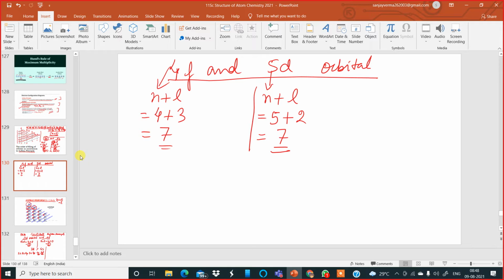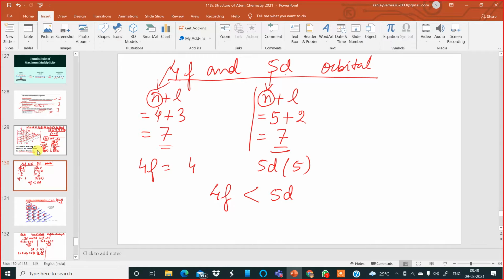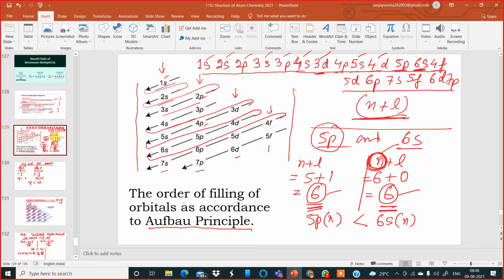Now, since the n plus l value for the 4f and 5d orbitals is the same, we have to compare the principal quantum number. The principal quantum number for 4f is 4, and for 5d it is 5. So which one should be higher? 5d. Therefore the energy of 5d is more than 4f. That is why if you look at the order over here, the energy of 5d is more.